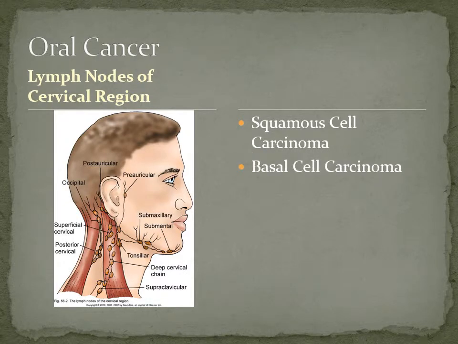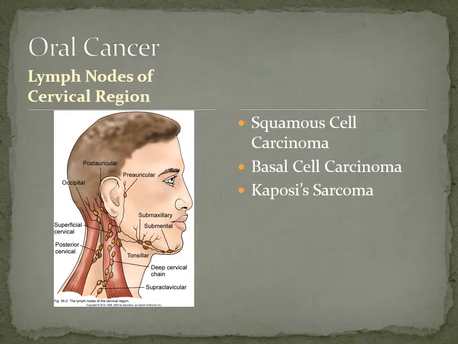Then we have basal cell carcinoma. This is the second most common type of oral cancer. It occurs primarily on the lips. It looks like a raised scab. It's often asymptomatic. Over time it develops a pearly border. It does not metastasize but can aggressively involve the skin of the face. The major risk factor is excessive sun exposure.